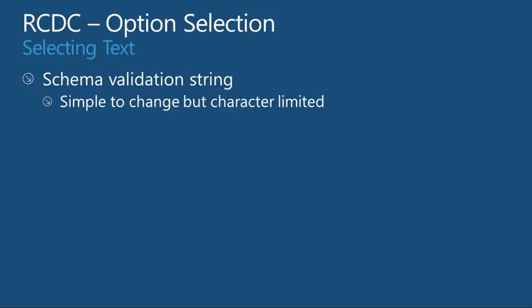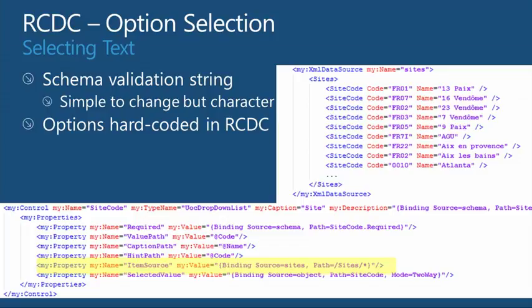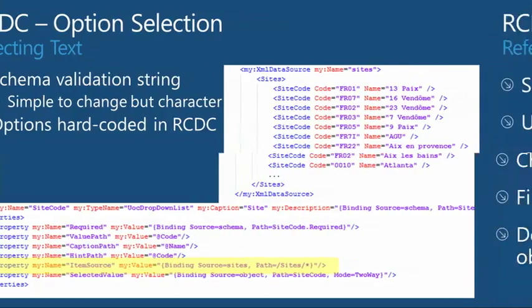So then there's another way. You can hard code the options at the top of the RCDC XML. You can define your own XML data source at the top and put all these options in there, and then you basically say binding source sites and it looks up the top and finds where you define the sites. Okay, do we like hard coding? No, hard coding's rubbish. We want to avoid hard coding as much as possible.